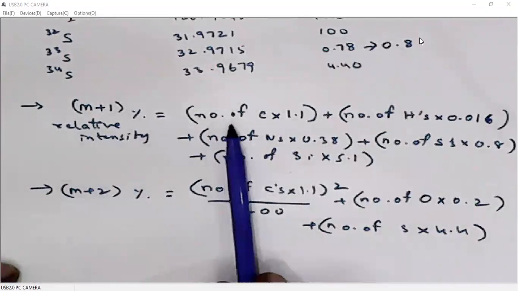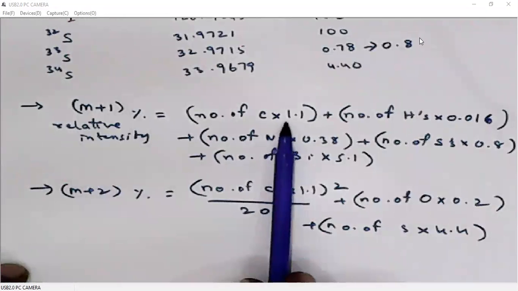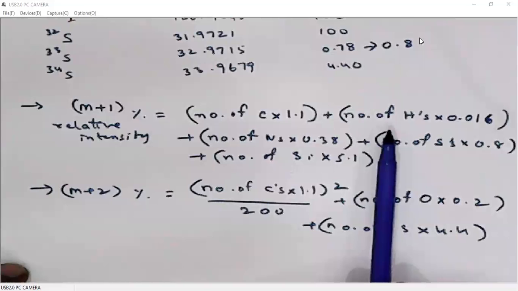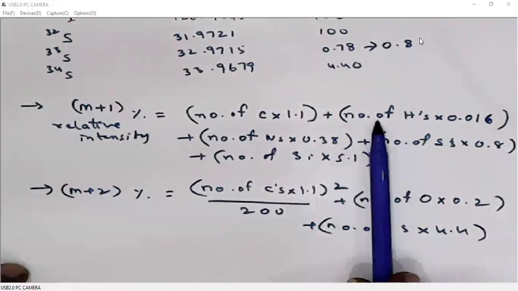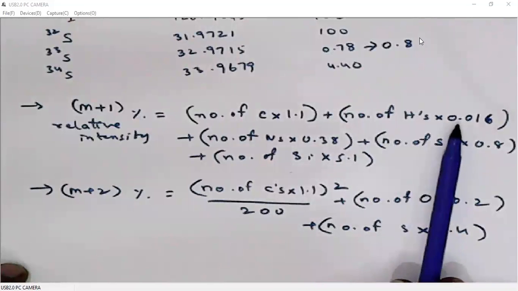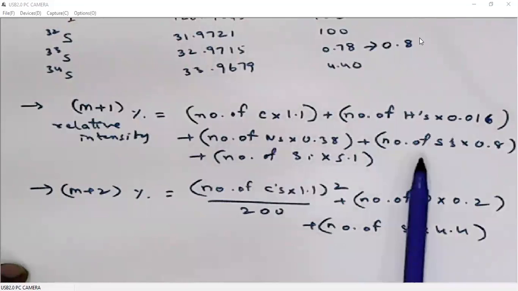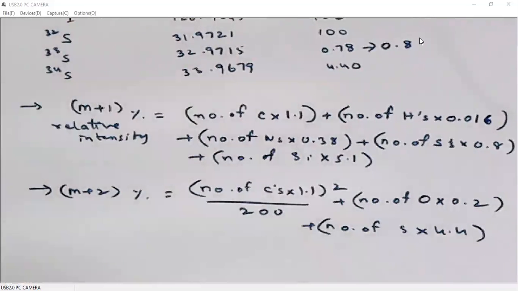It is given by the number of carbons multiplied by the relative abundance of the carbon isotope, carbon 13, which is 1.1%. Similarly, plus the number of hydrogens multiplied by the relative abundance of hydrogen 2, that is 0.016. Similarly, for nitrogens, for sulfur, for silicon.